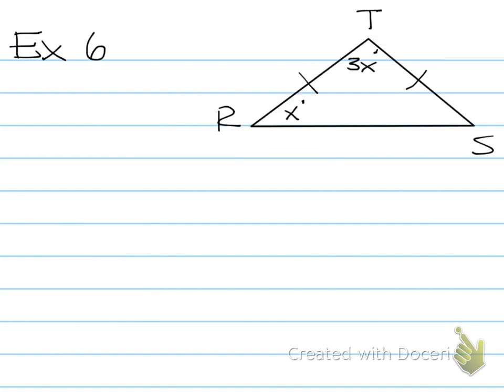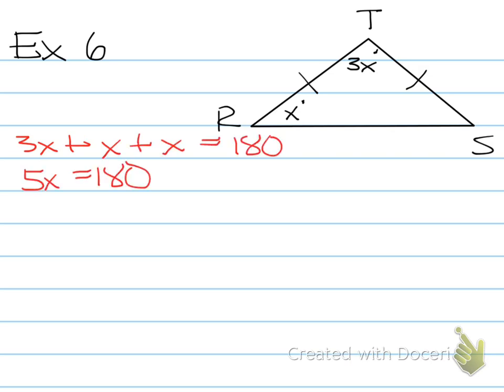All right, in this figure, R and S are the base angles, so they're congruent. So we should have 3x plus x equals 180. Combine the like terms and then divide by 5, and we get x equals 36.